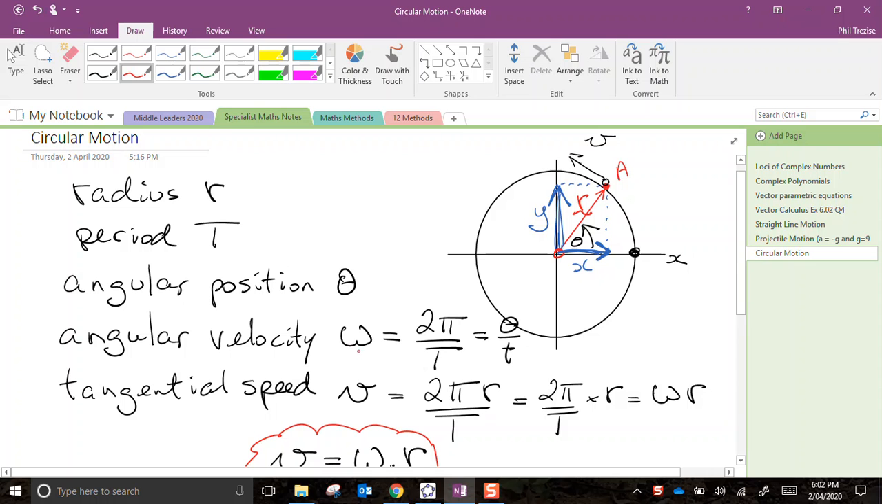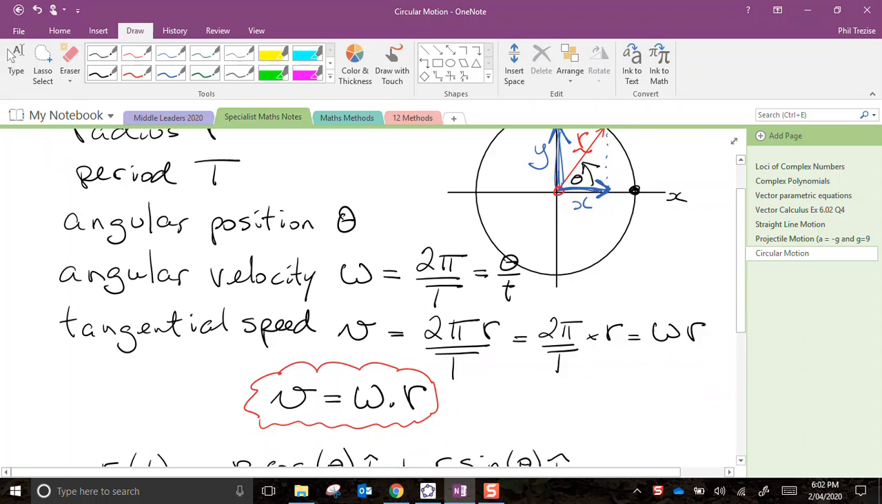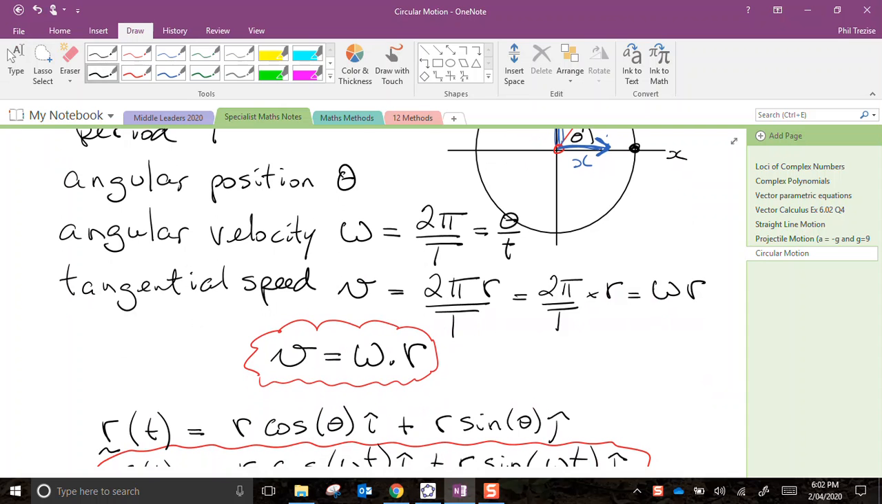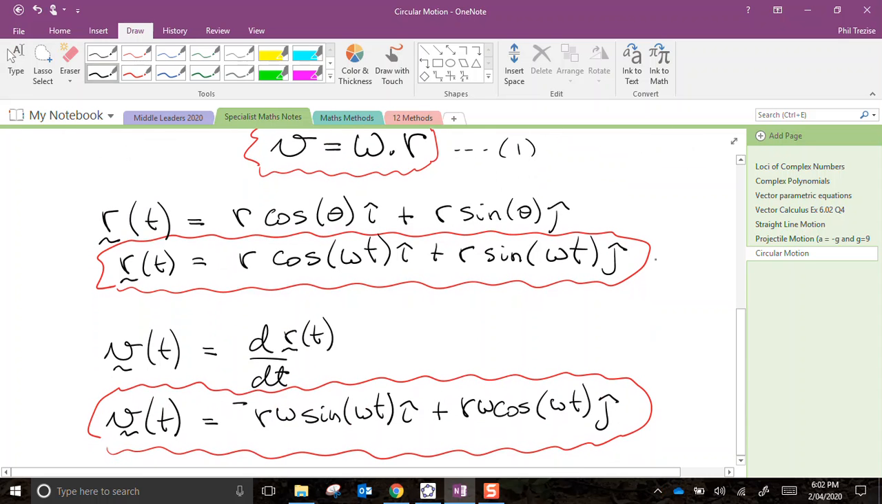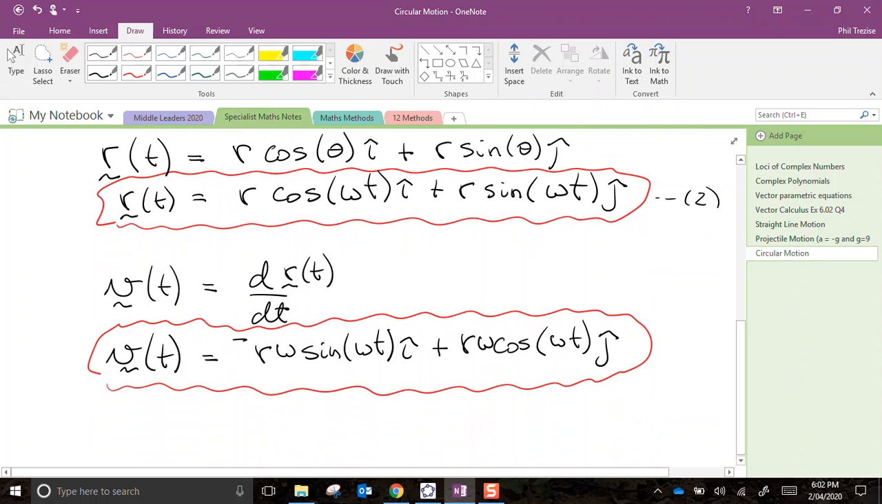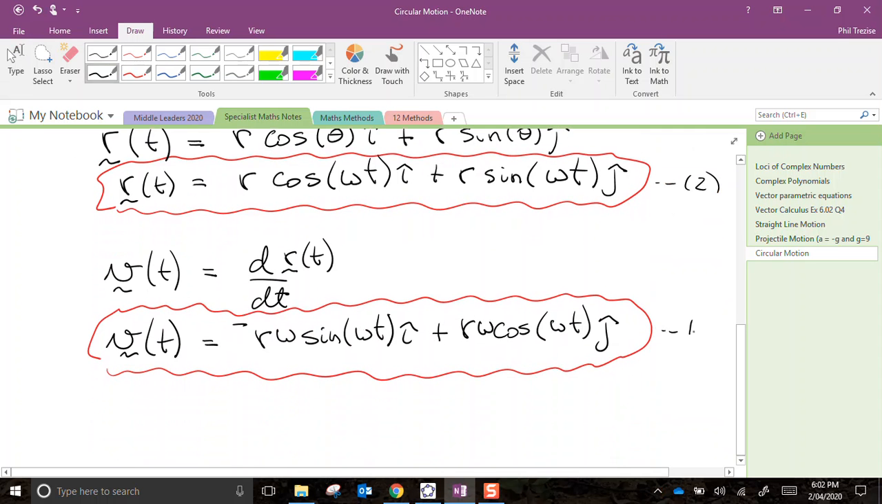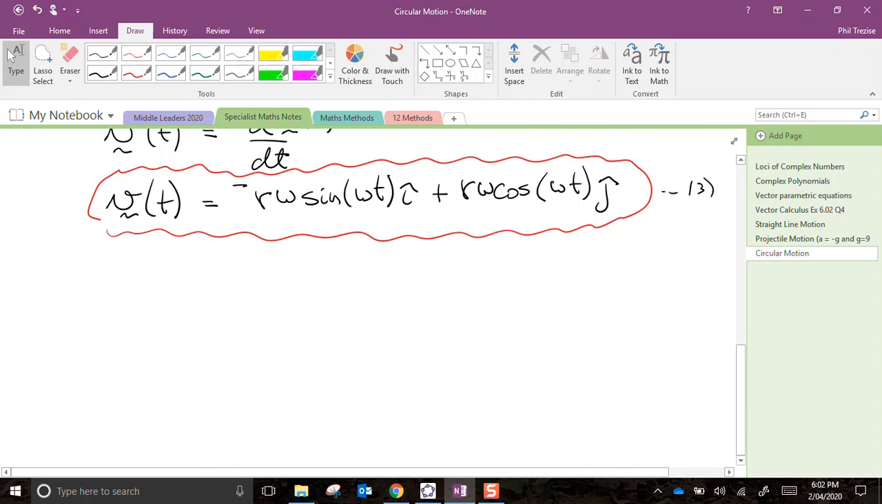The angular velocity is theta over T, so that's any angle divided by the time it took to get there, or 2 pi over the period. And then the tangential speed turned out to be omega times r. That's a pretty important relationship, so I might just give that one a number there, equation 1. This one, equation 2, that's the position vector in relation to the origin, and this one, equation 3, that's the velocity vector of the particle. And we saw a nice little animation of that.